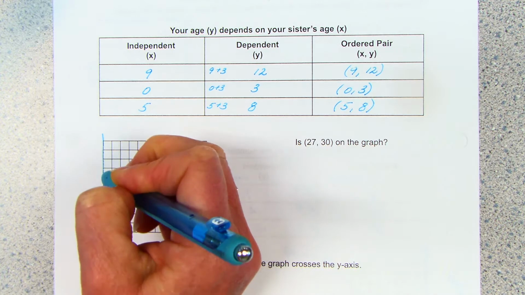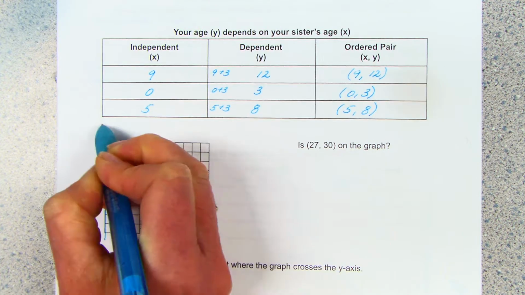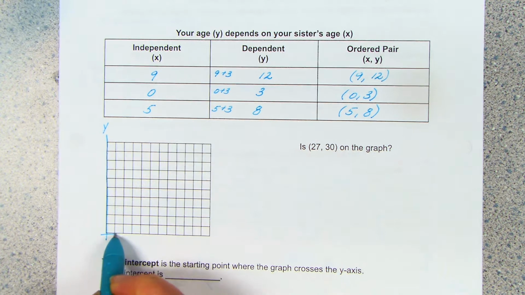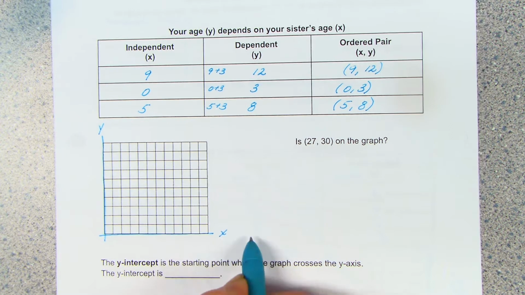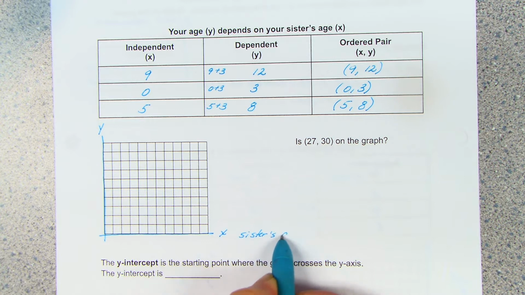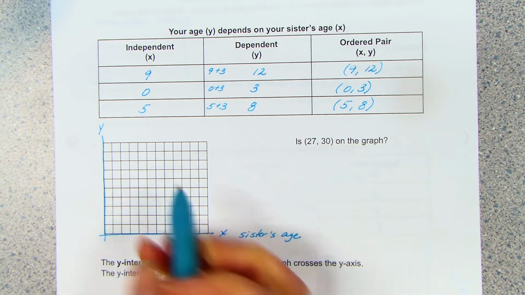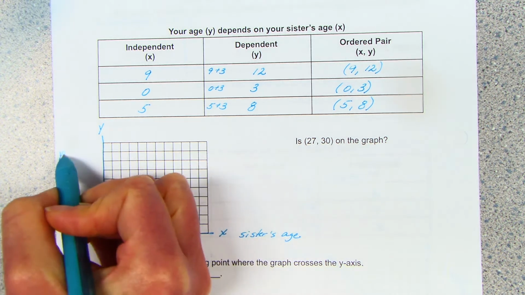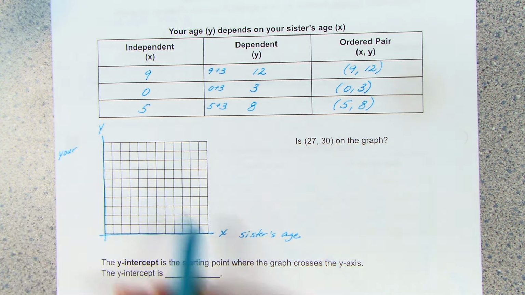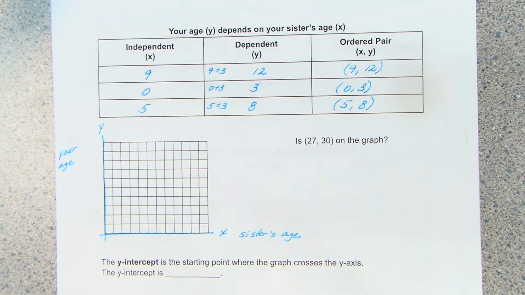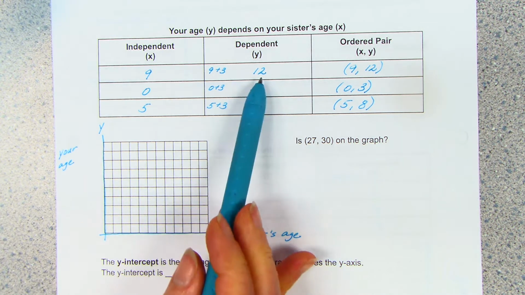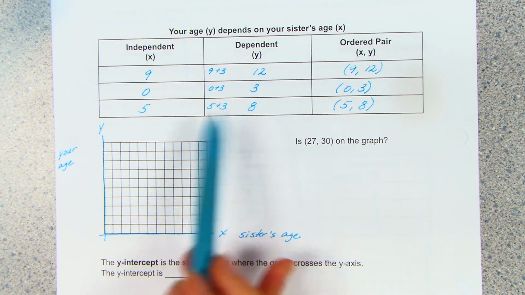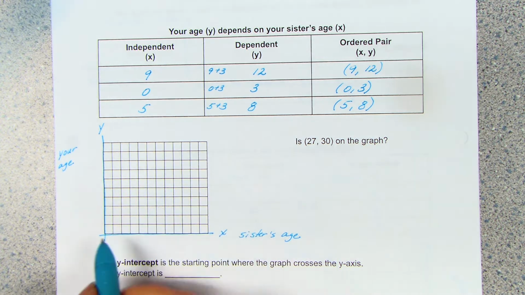Okay, and then we're going to graph those from the table. So draw your y-axis and your x-axis. And we know that in this problem, we decided to make the sister's age be the independent variable, and my age, or your age, depends on what the sister's age is. And how should we count? Let's see, it looks like these independent numbers are pretty small, and I can count by ones.